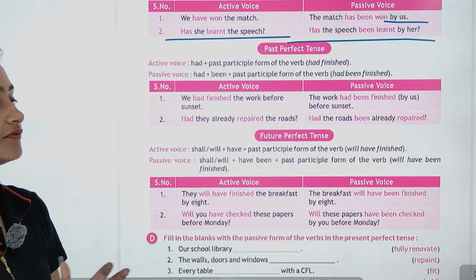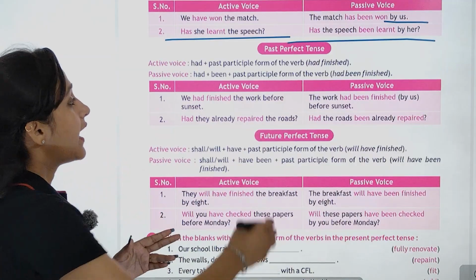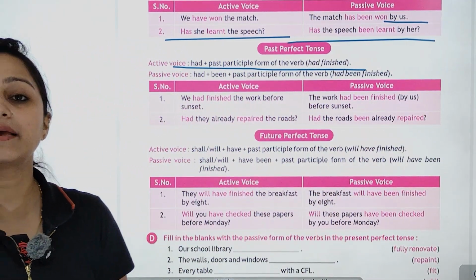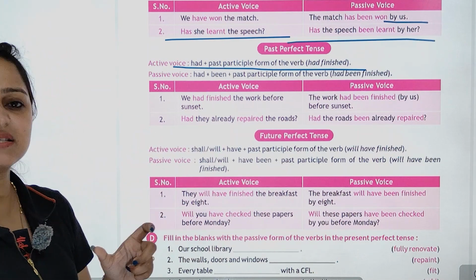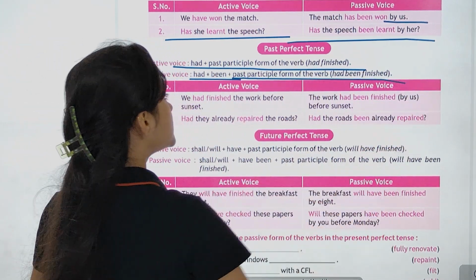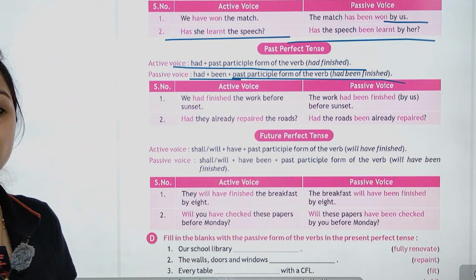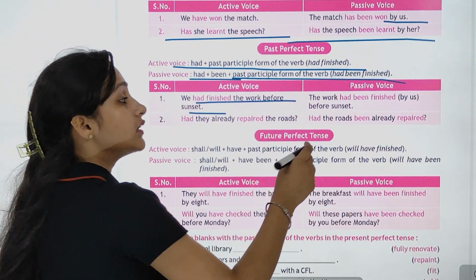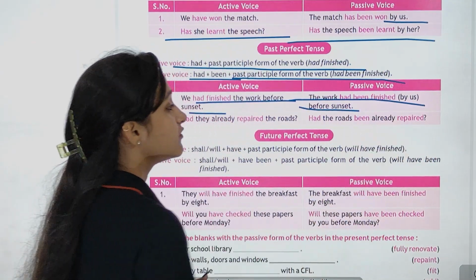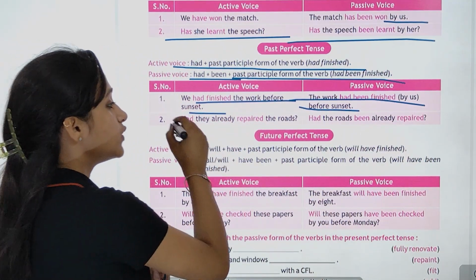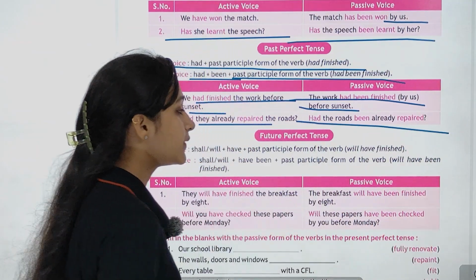Now past perfect tense. Active voice has had plus past participle form of the verb like had finished. Passive voice में क्या होगा? Had plus been plus past participle form of the verb like had been finished. Active voice, we had finished the work before sunset. The work had been finished by us before sunset. Active voice, had they already repaired the roads? Had the roads been already repaired?